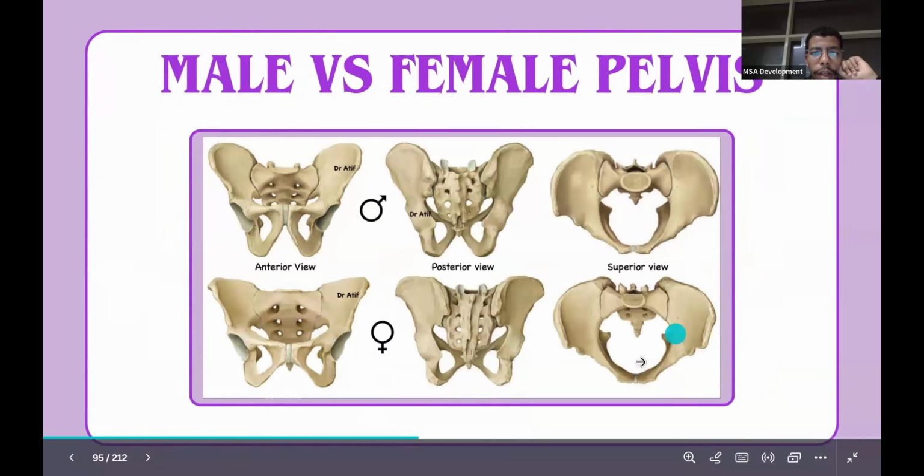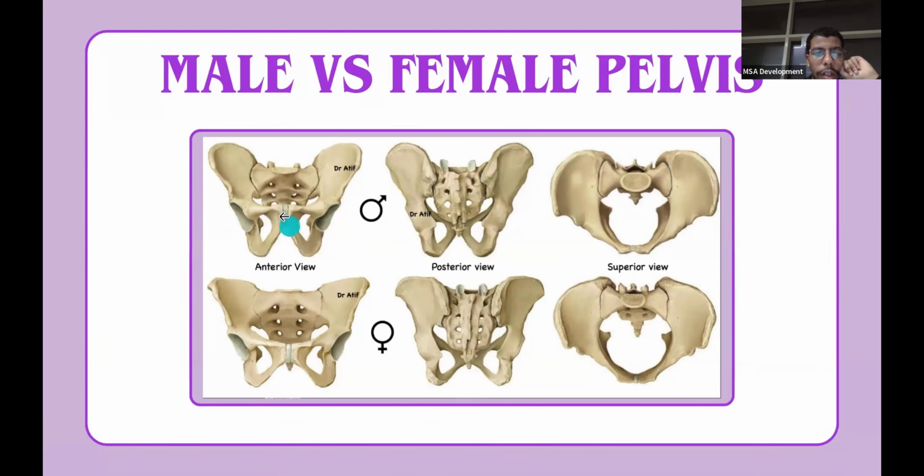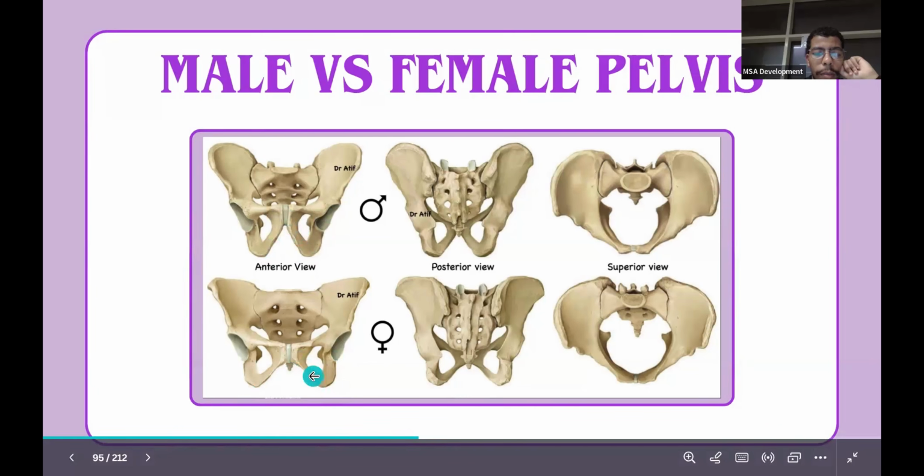Here are different views for the male and female pelvis. As you can see here at the top, we have male. As we said, the arch in males is a lot more angled than females. In females it's curved, and it's a lot wider.